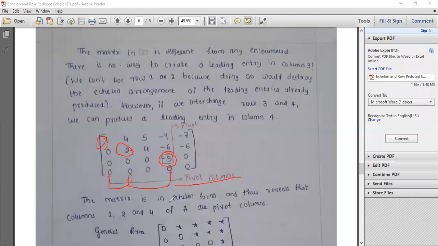Now the matrix is in echelon form, and thus it reveals that columns 1, 2 and 4 of A are pivot columns. Understand? Pivot columns are where the pivot elements are. When they ask you to find the pivot columns in echelon form, there is no need that the pivot element be equal to 1. When it is asked in reduced echelon form, it has to be equal to 1, as usual. Any doubts with respect to this, let me know.